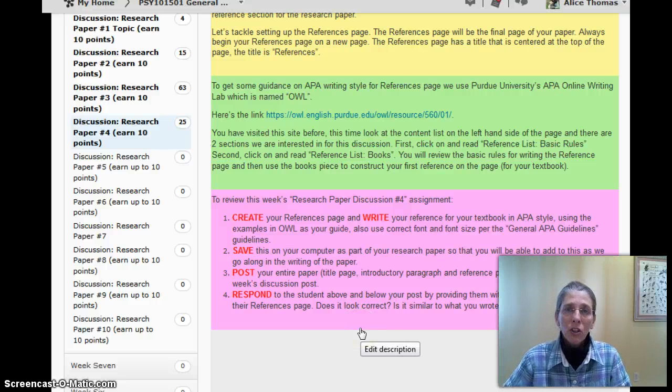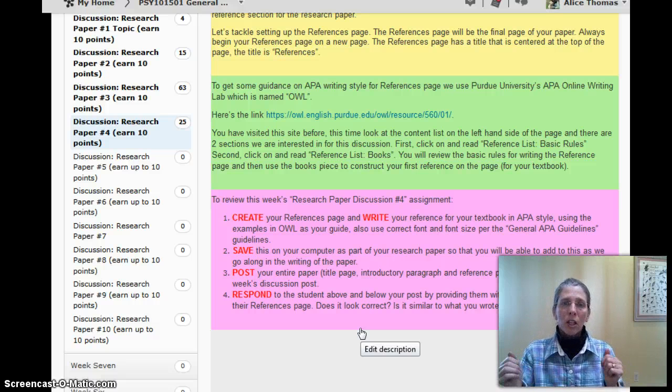your reference page. It is its own page in and of itself in APA style. Write your reference then for your textbook. That was the practice for this week. Save it on the computer and post your entire paper, title page, that introductory paragraph where we practiced in-text citations, and the reference page, all three together.